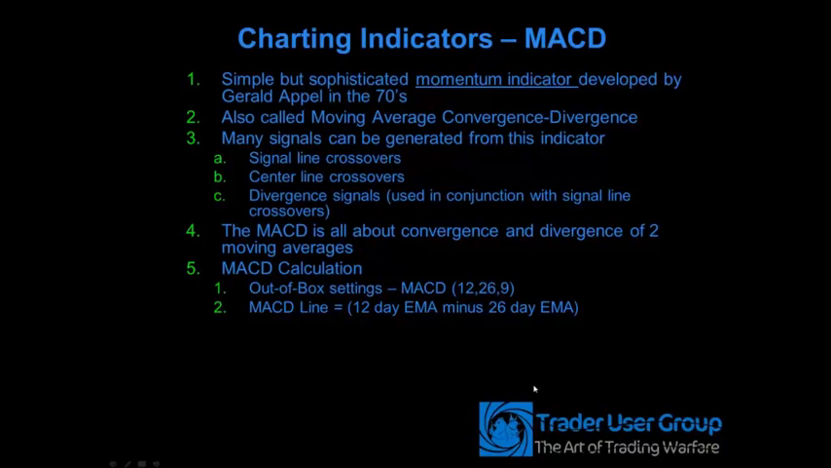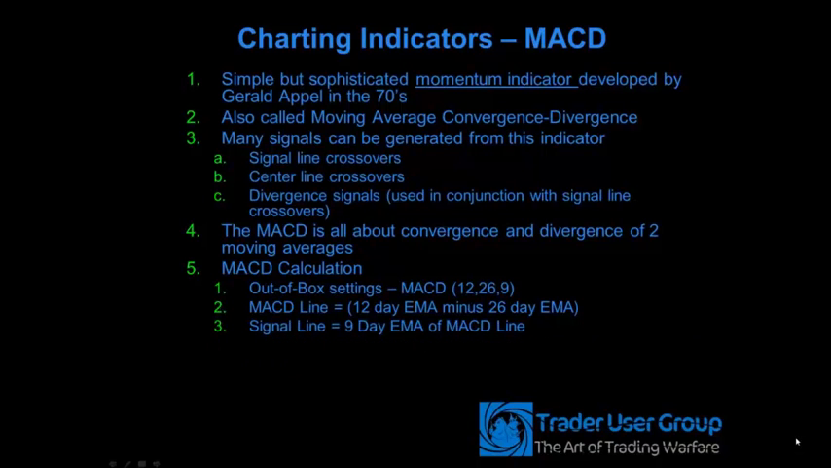The MACD line. Well, in this particular out-of-the-box setting, it shows 12 days. And by the way, the MACD is always done using exponential moving averages, which, as we just learned, applies more weight to more recent bars than prior bars. So we take the 12-day EMA and we minus the 26 EMA. And that can be a positive or a negative number. And then that creates what's called the MACD line.